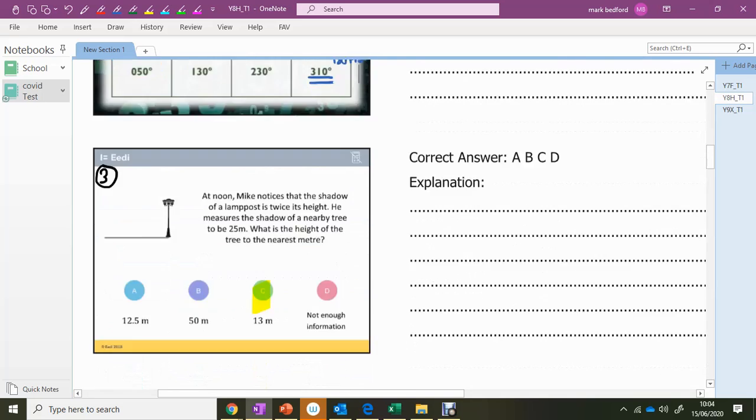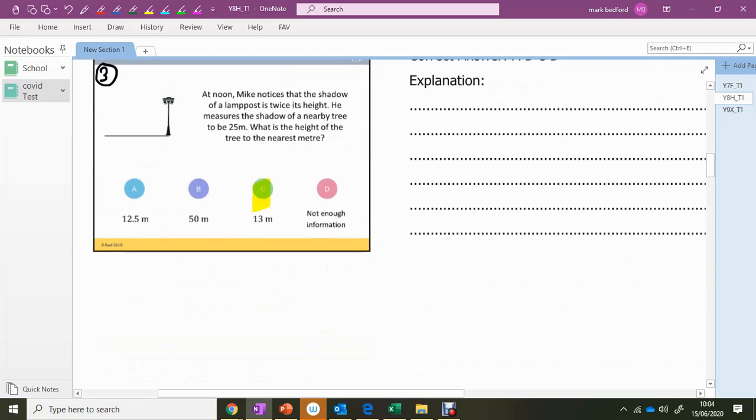Question 3. At noon, Mike notices that the shadow of a lamppost is twice its height. So whatever this height is of the lamppost, let's call that 5 meters, then the shadow is twice that, so 10 meters. Or if you were to go in terms of algebra, you could call the height of that x, which would mean that the length of that shadow would be twice that, 2x. Reading the rest of the question, he measures the shadow of a nearby tree to be 25 meters. What is the height of the tree to the nearest meter?